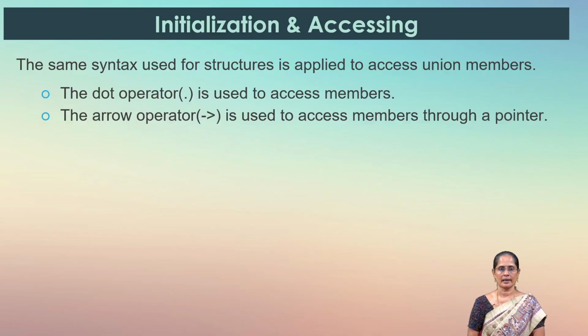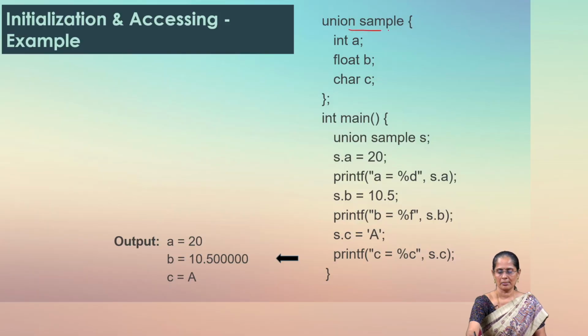Let us take some examples of how to initialize and access union variables. The same syntax should be used as we do for structures to access the members. We can make use of a dot operator, or an arrow operator if it is through a pointer. So let us learn both. Let me take a sample union with 3 members, the same one we took as the example when we learned about the declaration part.